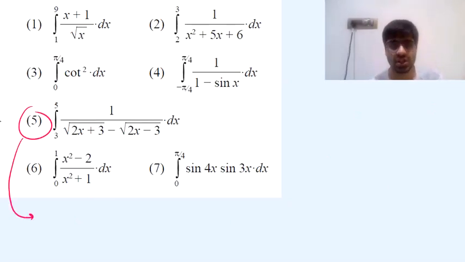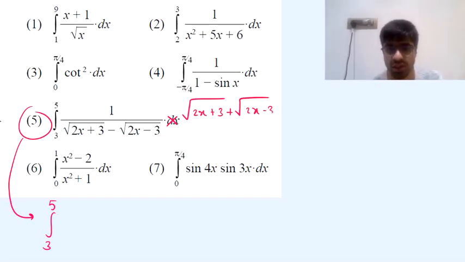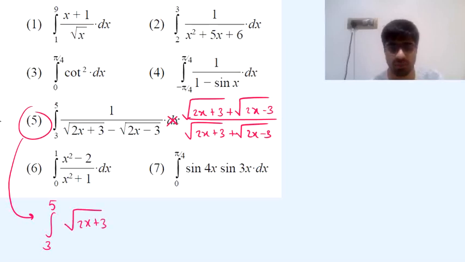All you need to do is rationalize that expression. So this will be integration 3 to 5. When you rationalize it, you just need to multiply this with root over 2x plus 3 plus root over 2x minus 3 divided by root over 2x plus 3 plus root over 2x minus 3. So when you do that, in the numerator you have root over 2x plus 3 plus root over 2x minus 3, and in the denominator it's like a minus b into a plus b.